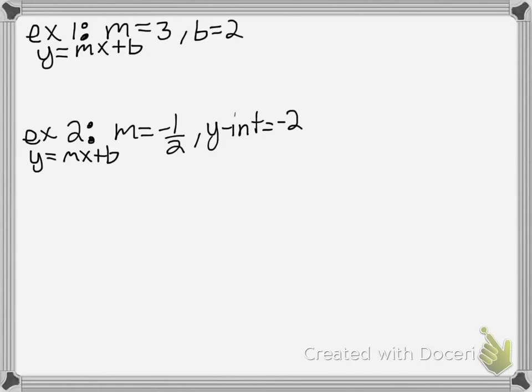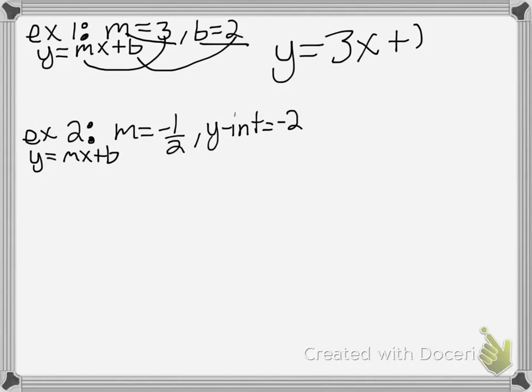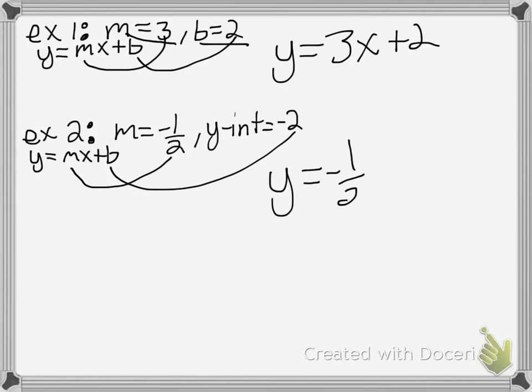Alright, so let's look right here. We've got example 1: m is 3 and b is 2. So all you do is plug them in. You've got y equals 3x plus 2. Just plug them in. The next one, same thing. Plug in for m, plug in for the y-intercept, which is the same thing as b. So I have y equals negative 1/2 x minus 2.